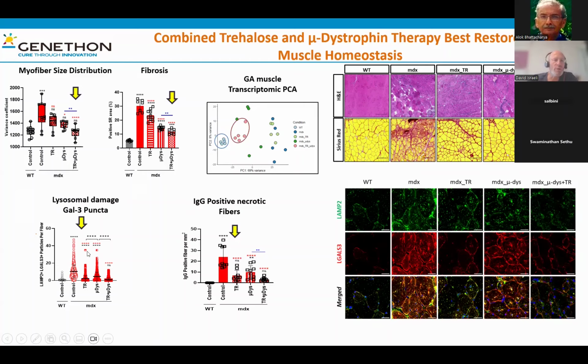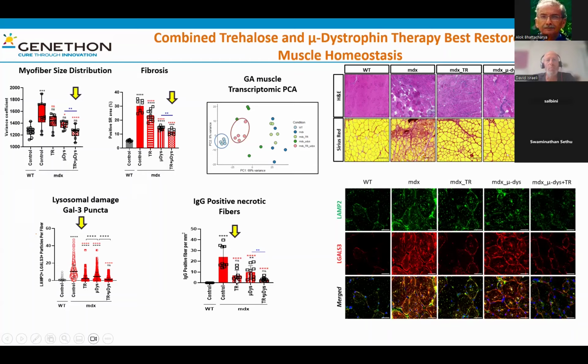And also what's very interesting is that with trailers only, the lysosomal damage, so this is the galectin-3 marker, shown here, the galectin puncta, is enough to treat with trailers only to remove this lysosomal damage. And of course, in the combined group, we get the best results as illustrated here.